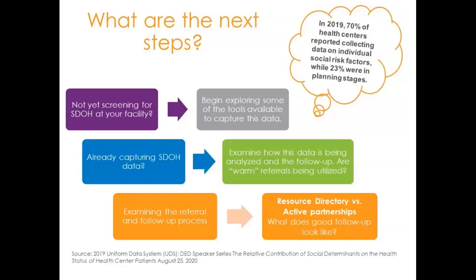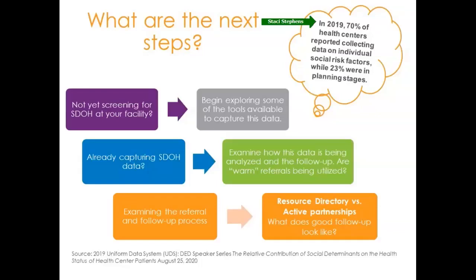So, if you're not yet screening for social determinants of health at your particular facility, you might want to begin looking into some of the tools that are available to you to get this done. As my little thought bubble notes, the Uniform Data System results reported in 2019 that 70% of health centers in the country reported collecting data on individual social risk factors, and 23% were in the planning stages.